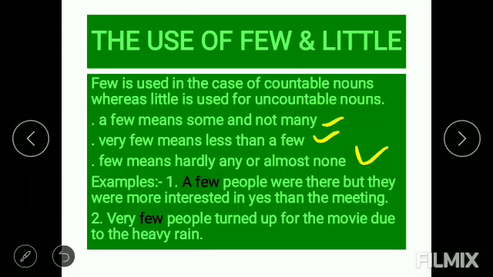Example 1: A few people were there, but they were more interested in tea than the meeting. So here I have mistakenly written it wrong, please don't mind. Okay, so here a few means only some people. Some people were there, but they were more interested in tea than the meeting. Then third: Very few people turned up for the movie due to the heavy rain. So due to the heavy rain, only a few people came for the movie. So few means very less, hardly any people came for the movie.